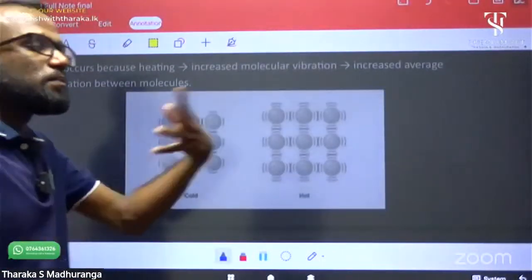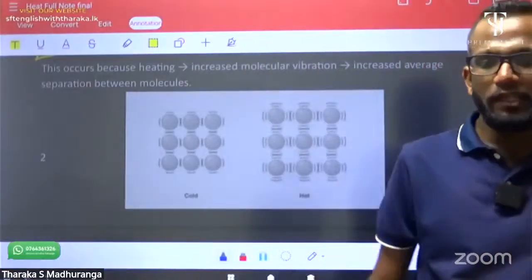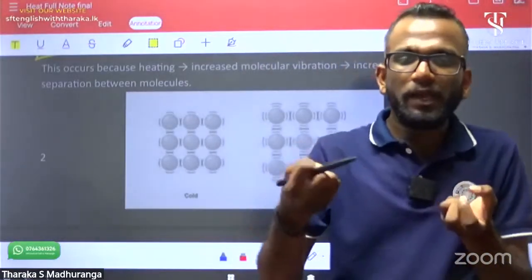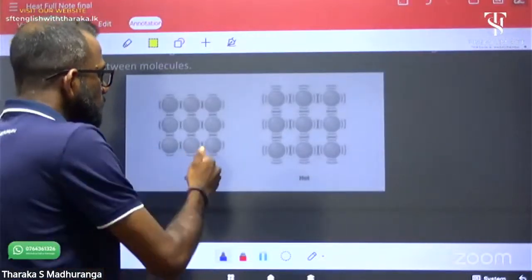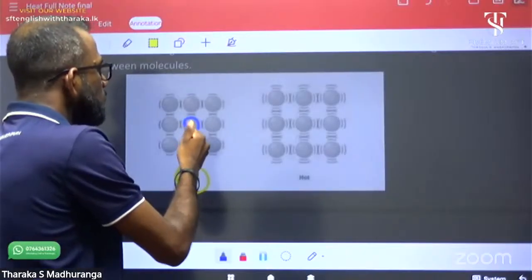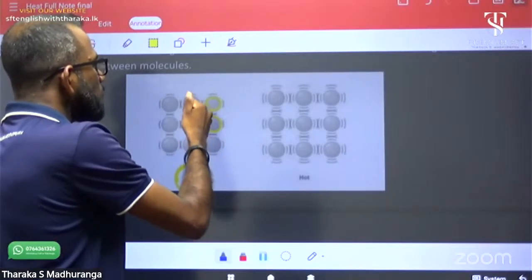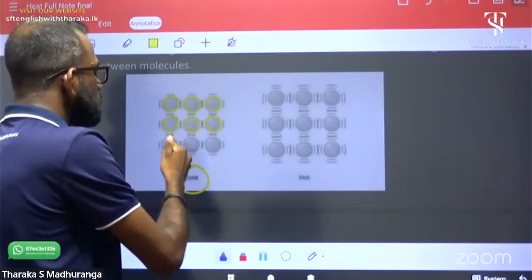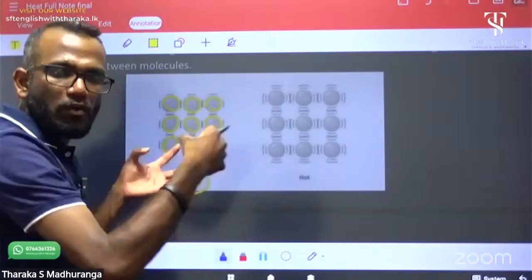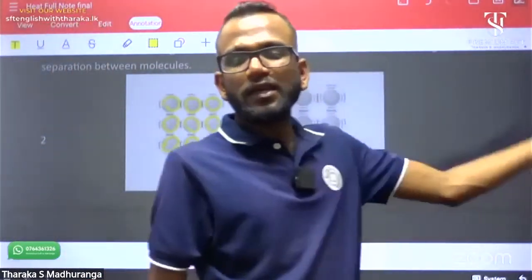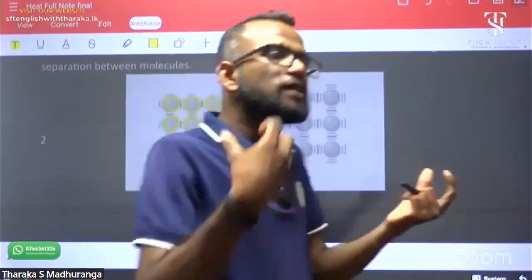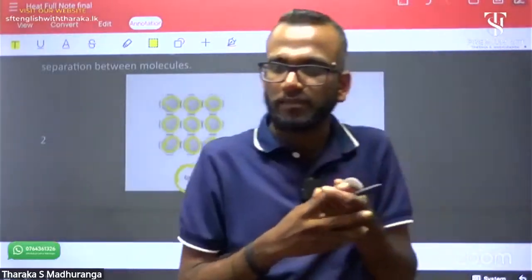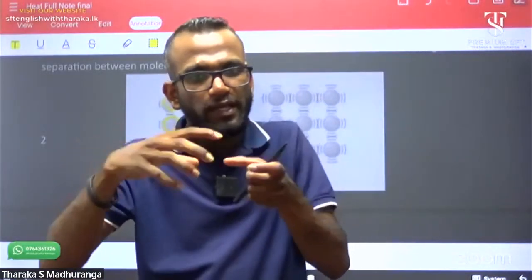What is the reason for this thermal expansion? It is due to heat absorption. At normal temperature, the molecules are compacted and have very low kinetic energy. But when heated, the heat energy is absorbed and converted into molecule kinetic energy, and their movements, their vibrations, increase.